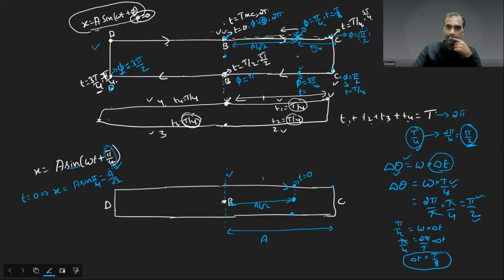Anyone? From here to here, time taken is T by 8. From here to here, another T by 8. That is why the total time is T by 4. Time taken till this point, we already know it is T by 4. From this point to this point, we know from the previous discussion, it is T by 8. So what is the time taken? T by 4 plus T by 8 is 3T by 8.